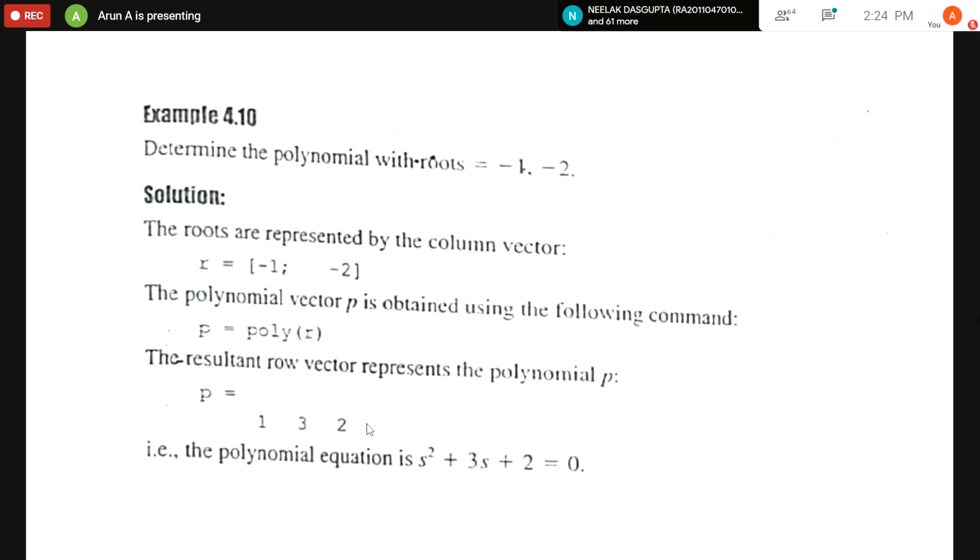Okay, and this 1 3 2, obviously, is going to be the polynomial equation with respect to s, that is, 1s square plus 3s plus 2, equal to 0. Okay, so like this, you have one big facility in MATLAB. It will automatically develop the equations. So this is one big thing.